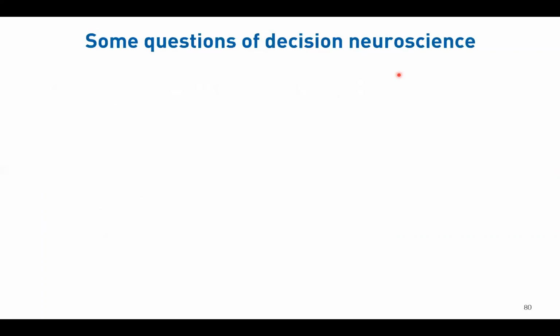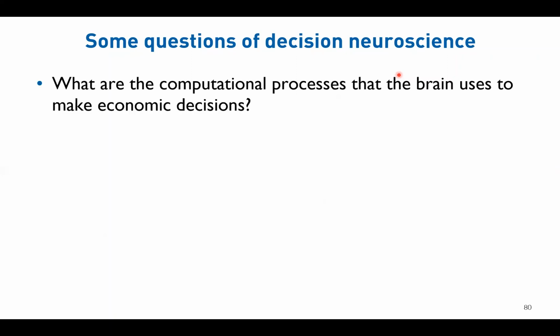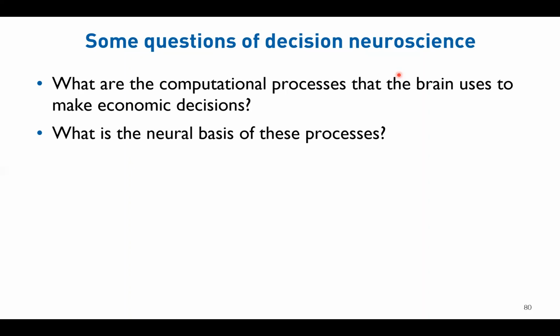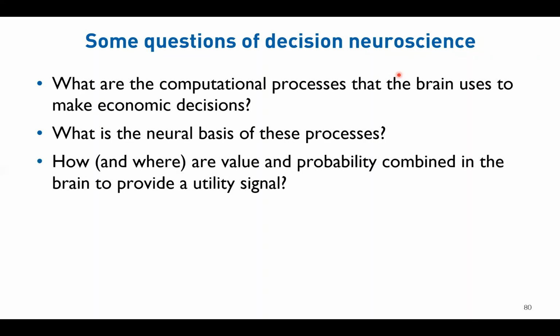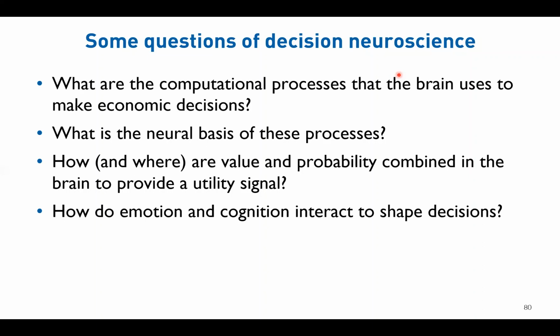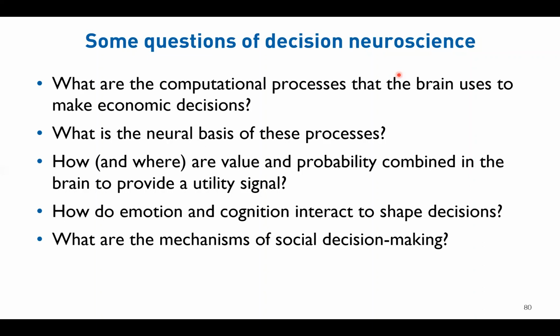Some questions can be studied in the field of decision neuroscience. For example, what are the computational processes that the brain uses to make economic decisions? What is the neural basis of these processes? How and where are values and probabilities combined in the brain to provide a utility signal? How do emotion and cognition interact to shape decisions? What are the mechanisms of social decision making? And so on and so forth. All those questions can be asked in the field of decision neuroscience. Okay?